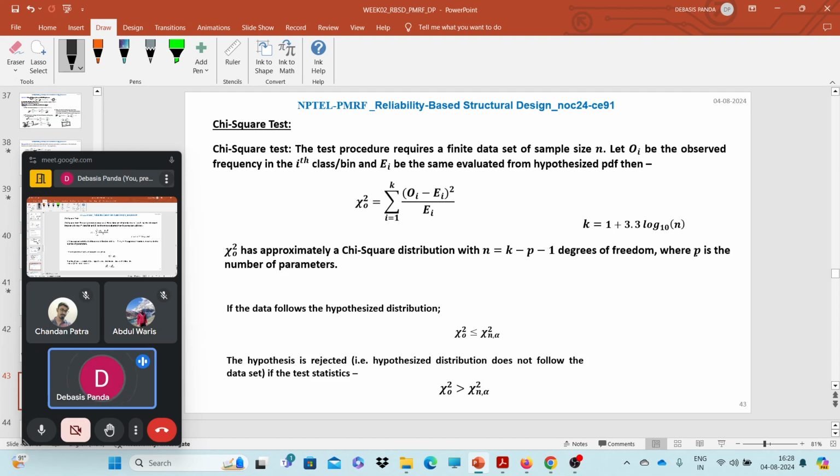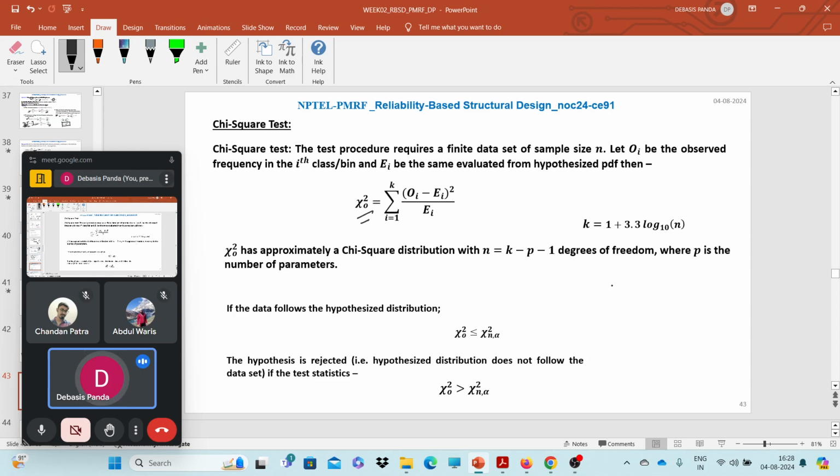Clear? Now, if we have a finite number of data sets, then the chi-square value we can easily calculate like this. We need to sum the difference between the observed frequency and the expected frequency, square it, and divide by the expected frequency, and we'll find the chi-square value. I will make it more clear.